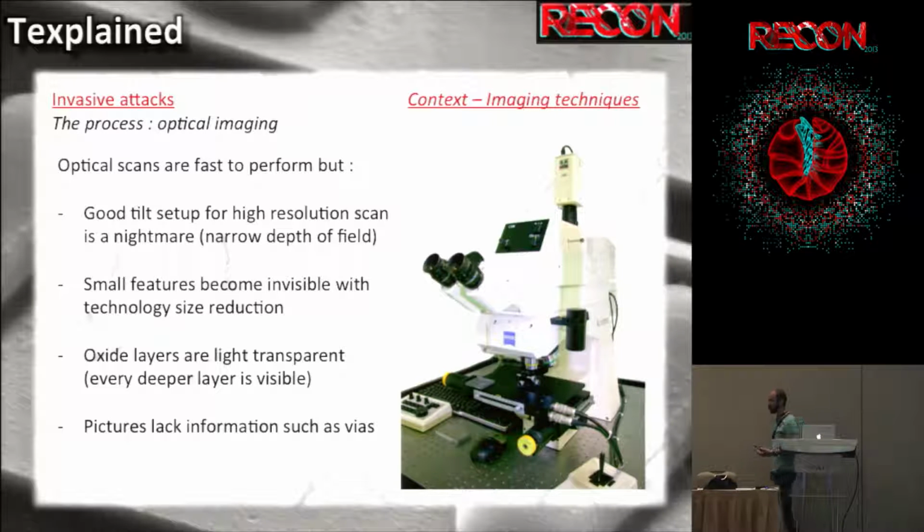So at the same time, you have too much information and not enough information. Too much because the oxide layers are transparent. It means if you reach one layer and you look at it, you will see all the layers that are just below. And this is noise. This is extra information. I don't like to see it.